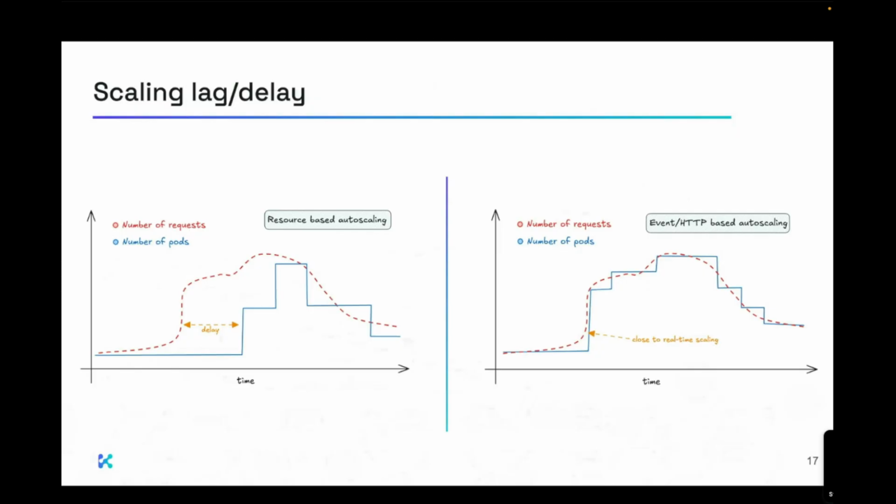These diagrams just cover what I just mentioned. On the left-hand side, there is resource-based autoscaling, so CPU and memory. The red part represents the number of requests coming to our application, for example, and the blue line represents the number of pods, the replicas of our application. So it's reactive, so there is this delay, and we are not able to handle the load properly.